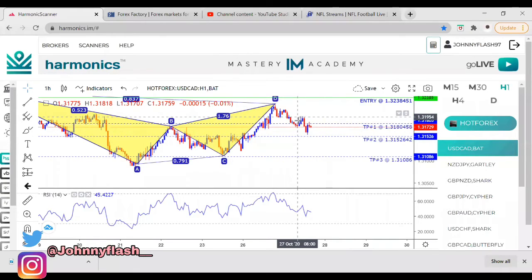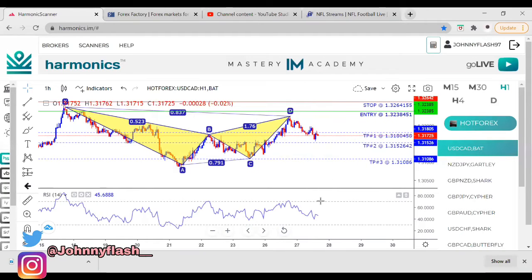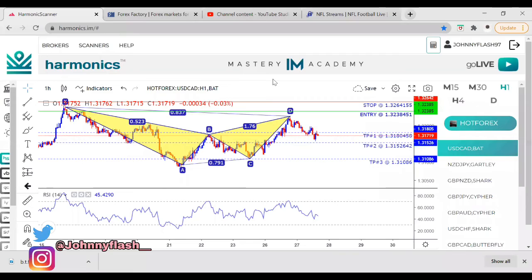I seen one of those. I called it out. We hopped in it. I gave you guys the SL, gave you guys the TP, and we sat in it overnight. And what happened? We woke up this morning to a TP got smashed. Money was made last night. So that's a beautiful setup right here. USD CAD for the sell.